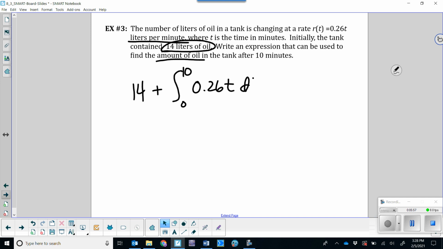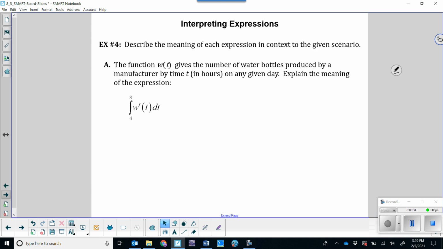0.26 T dt. Now notice it just said write an expression that can be used. It did not tell me to find the answer. So you certainly can practice and go ahead and find the answer, but it didn't ask for that. It said write an expression that can be used to find the amount. You're welcome to practice that by hand, then put it in a calculator and check your answer, whatever you want to do there, but also it's important that we do what the problem says and don't overdo, because this could be right, you could mess up the next part and lose all the points when in fact you have the right thing.